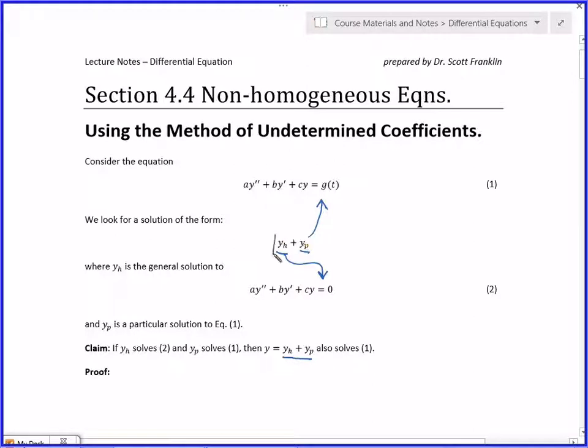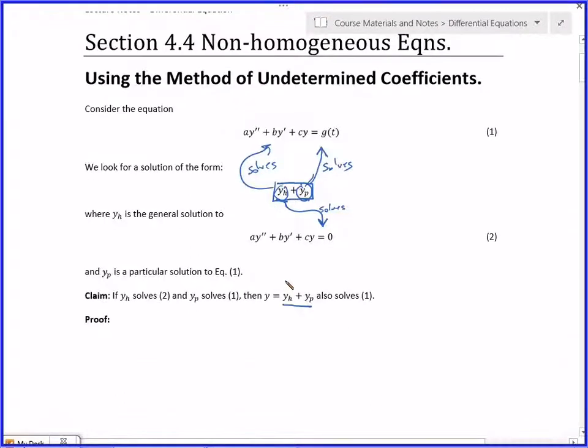together this one up here, this one down here, but together they also solve this one. So YH solves 2, YP solves 1. My claim is, with an unlimited supply of arrows I can throw at you, that the whole thing solves it. Now, all I got to do is plug that in, right?